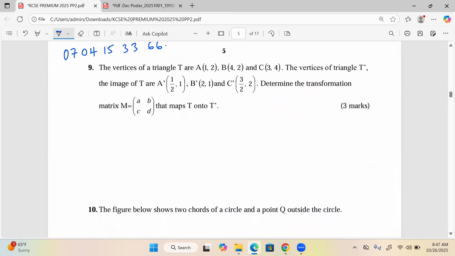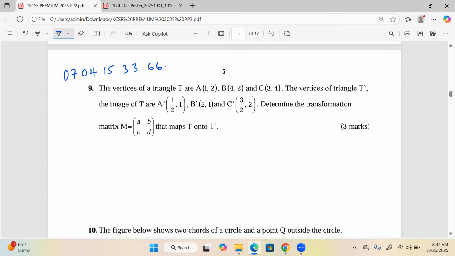Number 9, the vertices of a triangle T are A(1, 2), B(4, 2), and C(3, 4). Then the vertices of triangle T prime, the image of T, are A prime (1/2, 1), B prime (2, 1), and C prime (3/2, 2). Determine the transformation matrix M, which is (A B; C D), that maps T onto T prime.